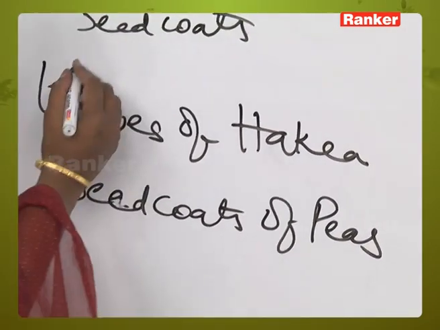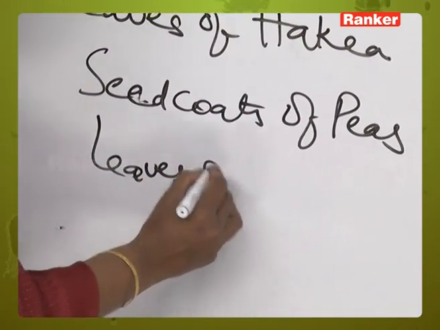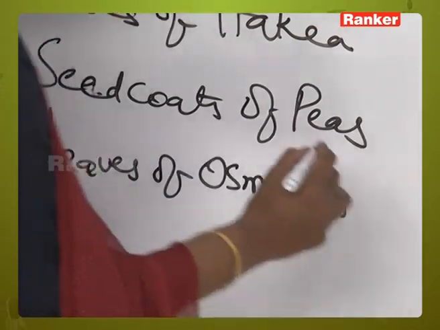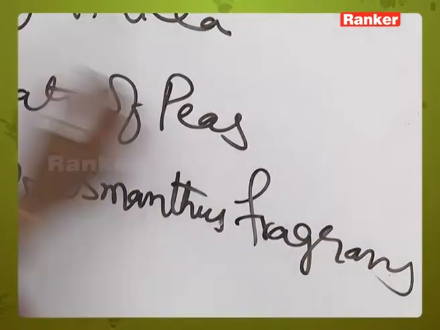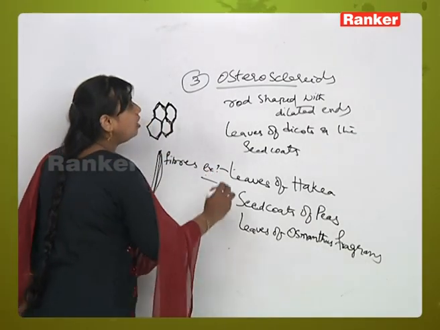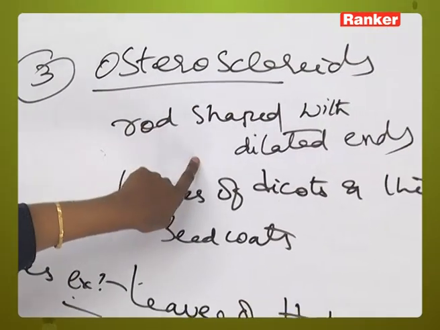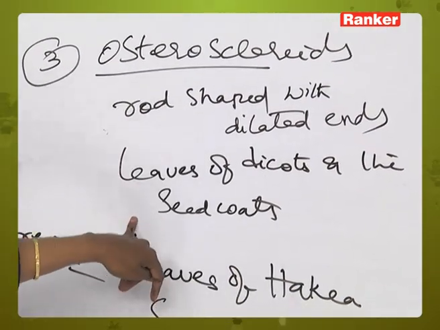Leaf of Osmanthus, leaves of Osmanthus. Osteosclerites are the sclerites which are rod shaped with dilated ends, and these are normally seen in the leaves of the dicots and the seed coats.